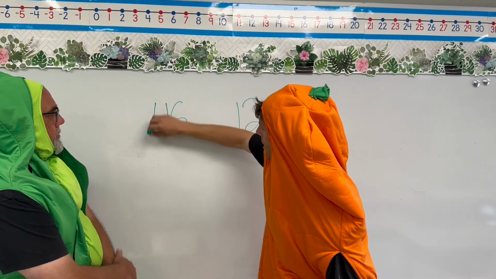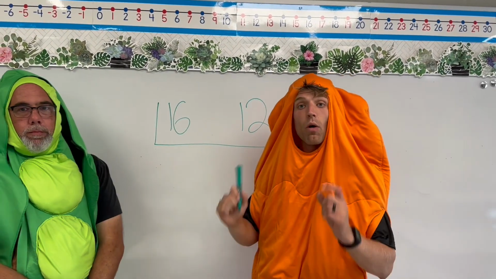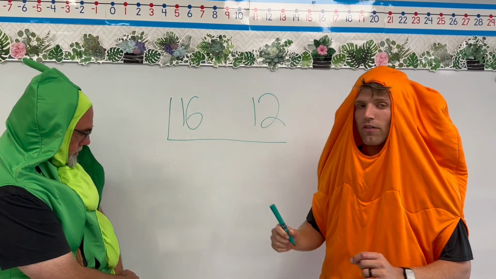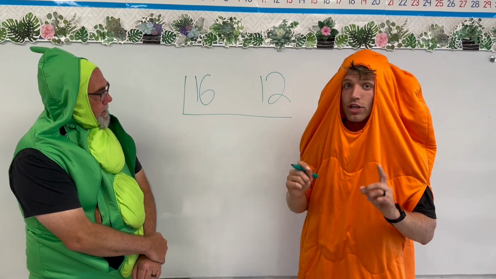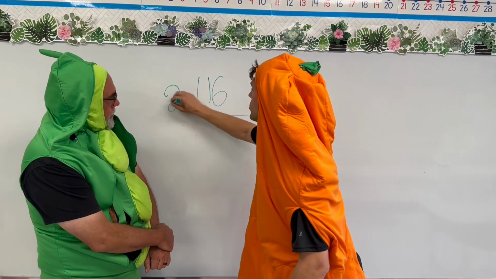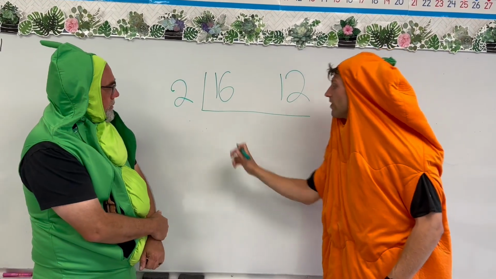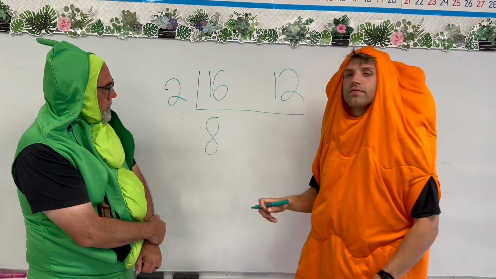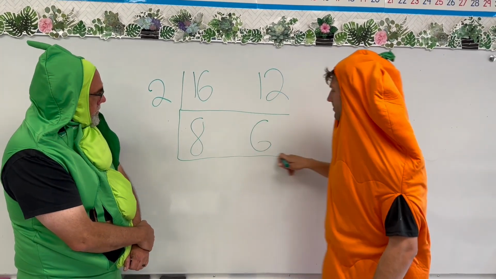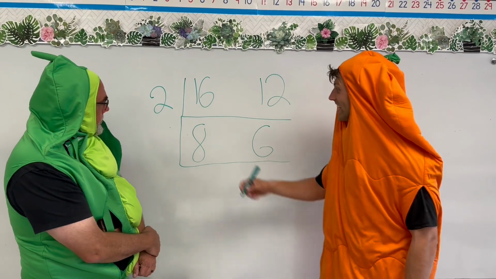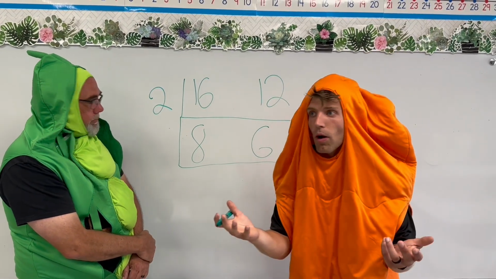We use Euclid's ladder to make that first step. Now, both these numbers, 16 and 12, are even numbers. We know that when both numbers are even, you can always divide both by 2. 16 divided by 2 is 8. 12 divided by 2 is 6. Does that check out, green bean? That checks out. Perfect. 8 and 6, both even.